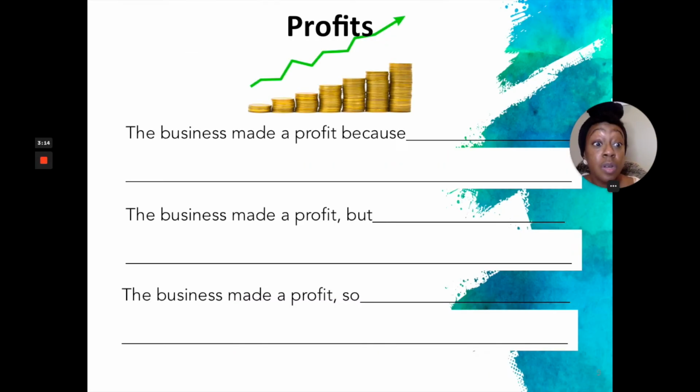Let's practice. We're going to talk about profit. The business made a profit because, so now we have to finish that sentence. The business made a profit, but. The business made a profit, so. Let's complete these sentences together.